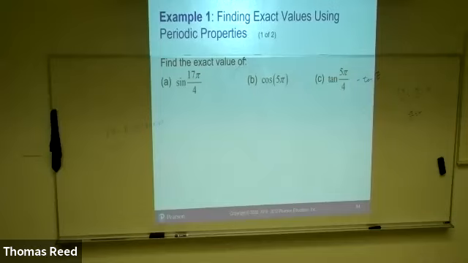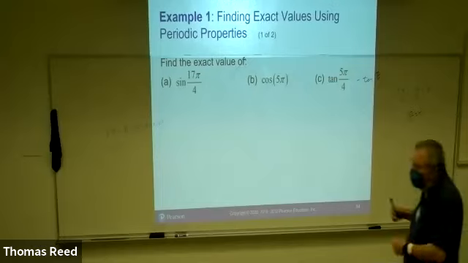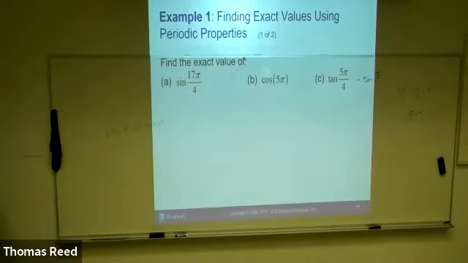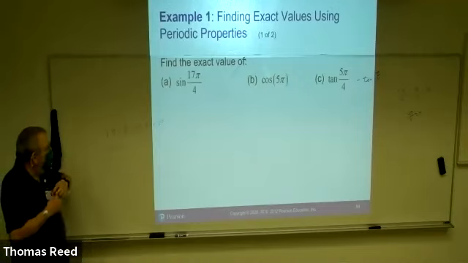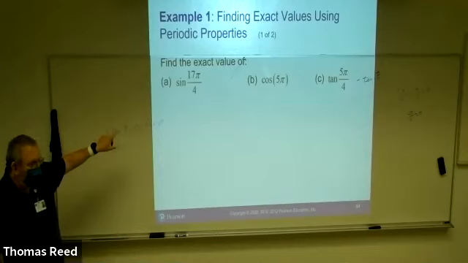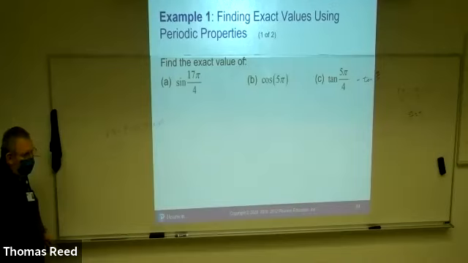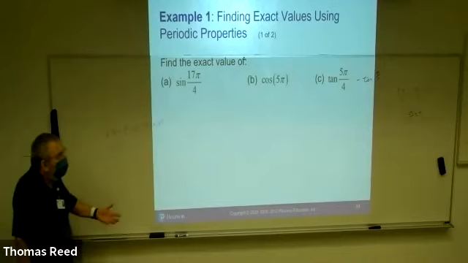What's the tangent of pi over 4? Tangent is y over x, so that's sine over cosine. What do you know about the sine of pi over 4 and the cosine of pi over 4? They're both the same number. So that's 1, yes.